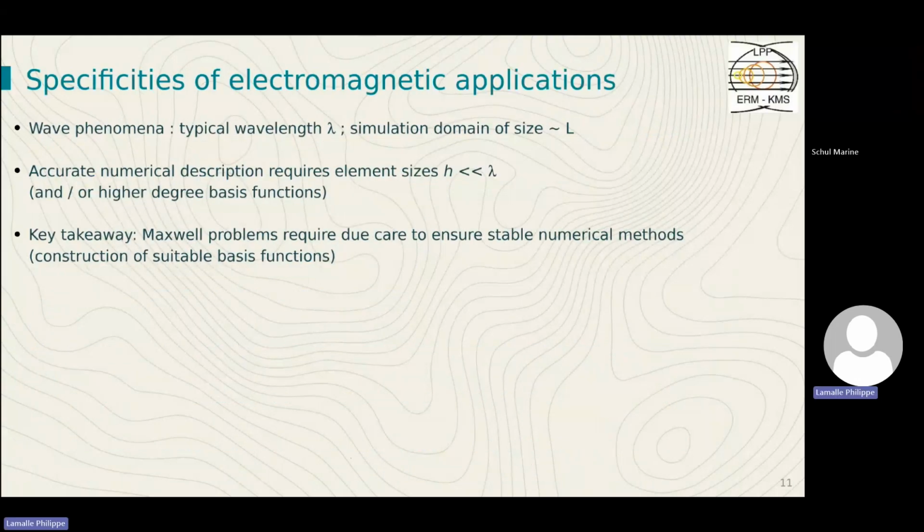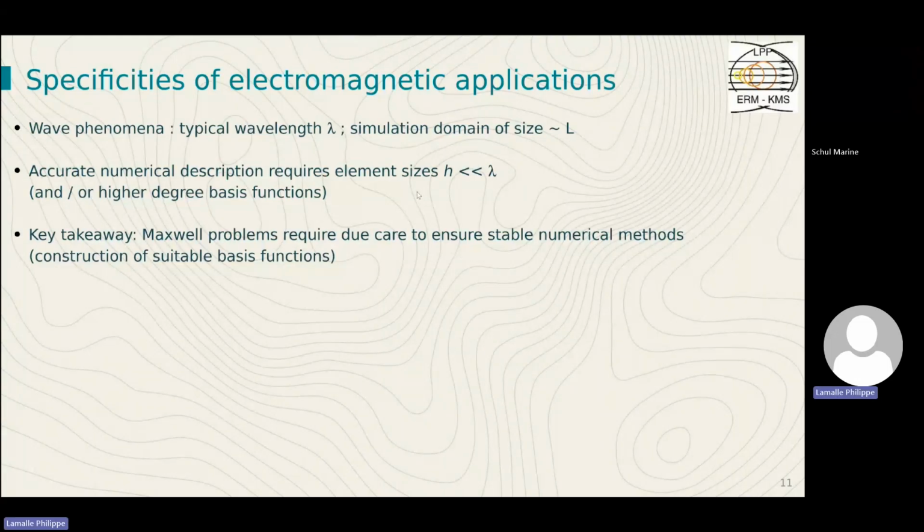Now let's move to specific electromagnetic applications. Typically, they're in contrast with what happens, for instance, in structural mechanics. We have wave phenomena with typical wavelengths, which I call lambda here, whereas your domain of simulation has dimensions with a size which I note capital L.